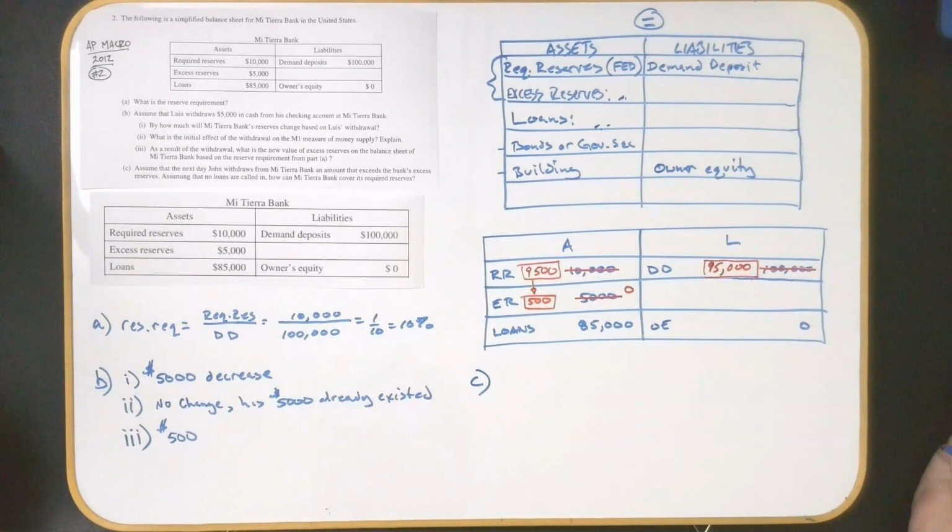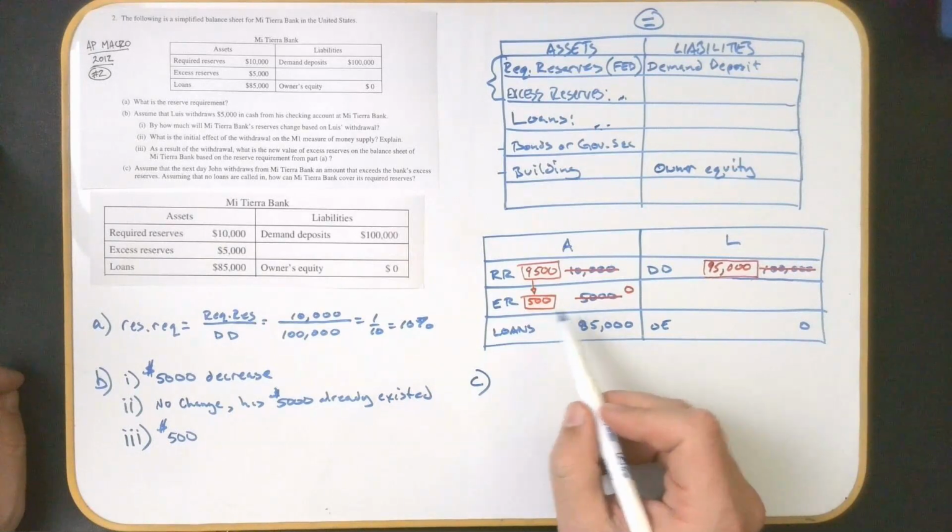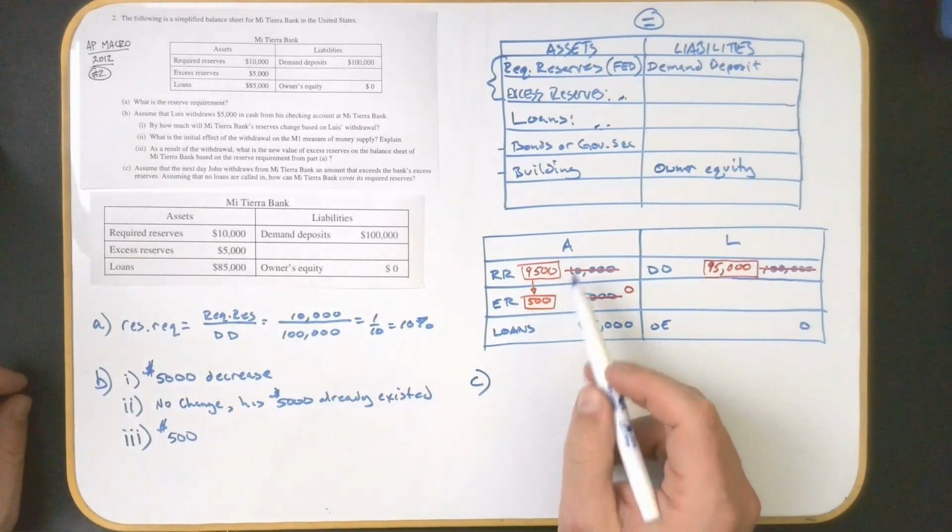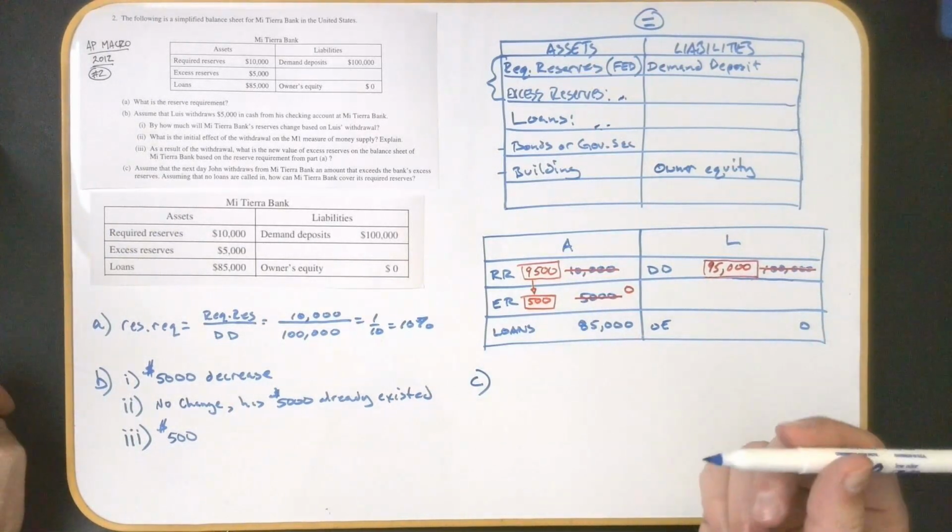So in part C, it says, assume the next day John, another customer, withdraws his money from the bank in an amount that exceeds the reserves. Let's say it's another guy coming in to move, and John comes in and says, "Yeah, I'm moving. I want to withdraw my money. I want to take out $5,000." And they say, "We can't. We only got 500 here. We've got to have our required reserves. We need money. We don't have it."